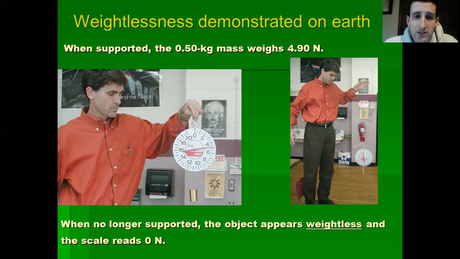You can clearly see as long as he's holding the scale, it's going to read 4.9, but when he drops the scale, they took a really good sharp picture, in motion picture, and you can see that the scale is now reading 0 while the object is falling. So while it's falling, it has no weight. And if you were inside that yellow mass, you would be floating.